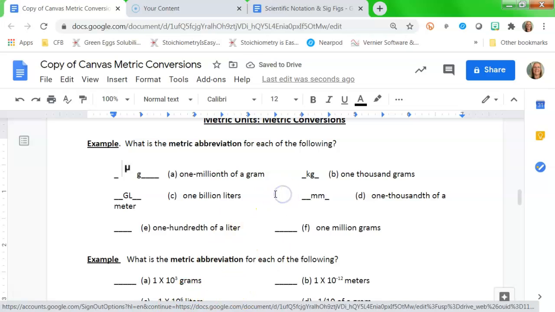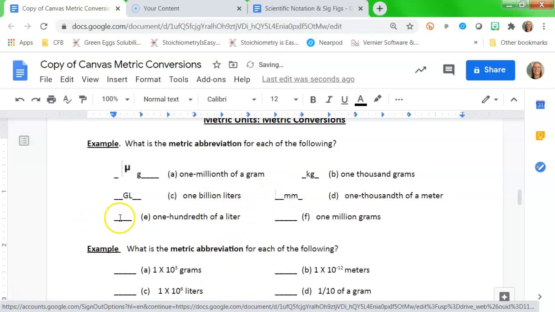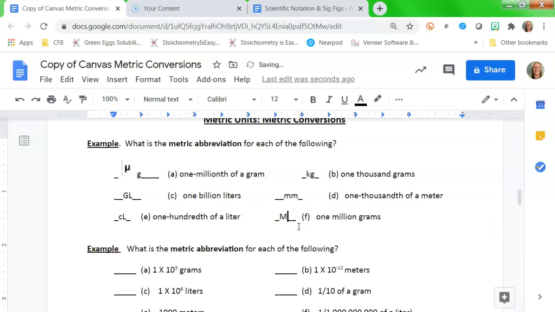I'm going to erase some of this because it's making a mess of things. If we have 1/100th of a liter, then we have a centiliter. And if we have 1 million grams, then we have a megagram. Did you notice that time I used the capital M? And that's how we distinguish milli, 1/1000th, from mega, or 1 million grams. So they're opposite of each other. One is very small, milli, and one is very large.